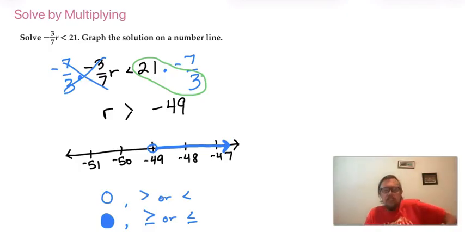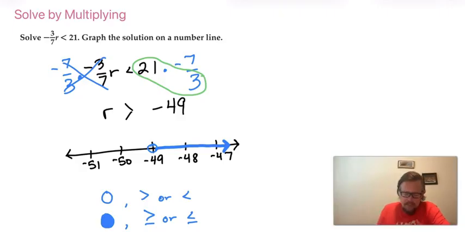So my solution here is not -49, but any number bigger than -49. So that's why I have an open circle. If you're wondering, well, if it's not including -49, if it's just the numbers bigger than -49, why don't you just do your circle on -48?